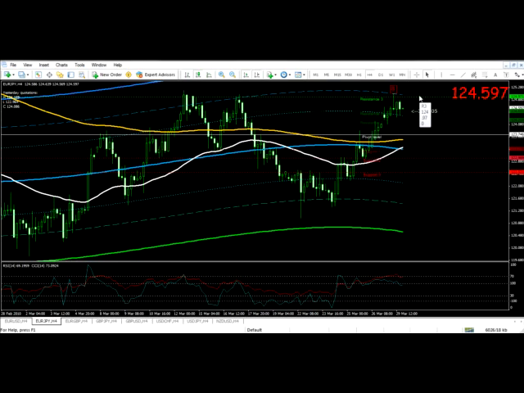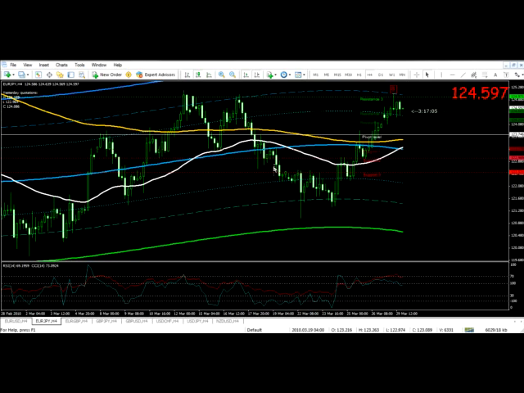I'm expecting this to come down to this level. If you use the measurement rule, I'm expecting this to come down to 123. I put my take profit at 123.30, which is about 168 pips. It's not a bad trade. This trade could take between a couple of hours to a couple of days. The market seems kind of slow, kind of choppy, but I'm still expecting it to come down to this level here.